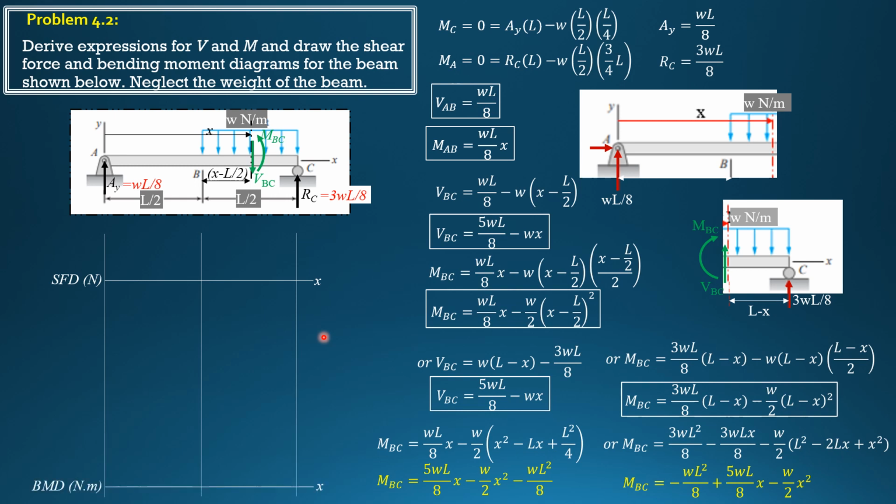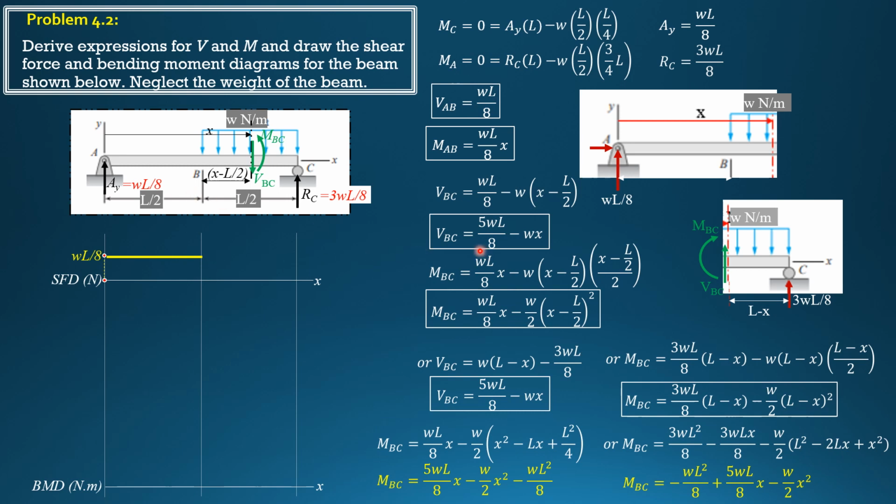So we're now ready to plot the shear force diagram and the bending moment diagram. So for AB, it is constant at WL over 8 when X is 0 and when X is L over 2. So as shown in the figure, WL over 8, constant, horizontal. When X is L over 2, it is still WL over 8.